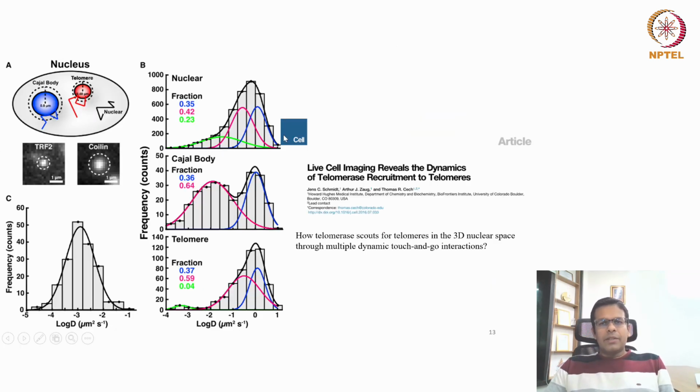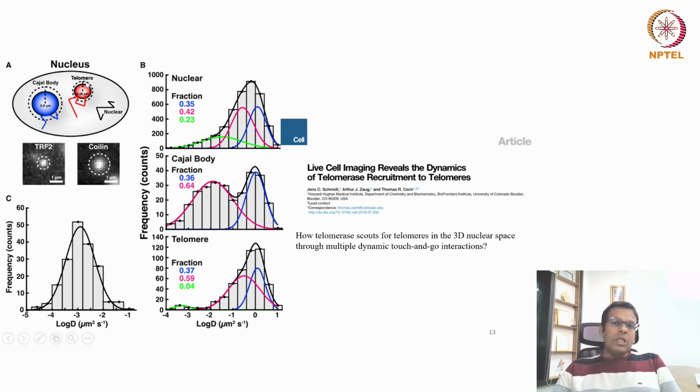Then here is another study using single molecule imaging and tracking. In live cells, these authors have tracked the dynamics of telomerase. You know that telomerase is a very important enzyme in the cell, and it is required for maintaining the length of the chromosomes. It has a very important role in aging because it regulates the length of the chromosomes so that the cell will not age faster.